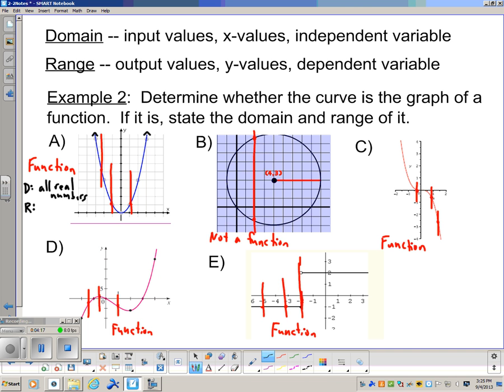They're not negative. So you could say all positive real numbers, or you could say y here has to be greater than or equal to 0, however you want to do that. But your output, or your y values, have to be greater than or equal to 0. Or you could say all positive real numbers. Either way works. B is not a function, so we don't have to do the domain and range on this one.